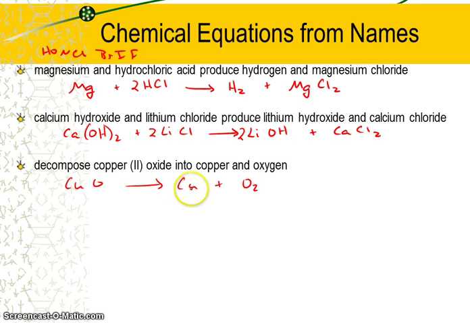1 copper, 1 copper, 1 oxygen, 2 oxygens. So if we put a 2 in front of the copper(II) oxide, that'll balance our oxygens. And then we'll need to put a 2 in front of our copper to balance our coppers.